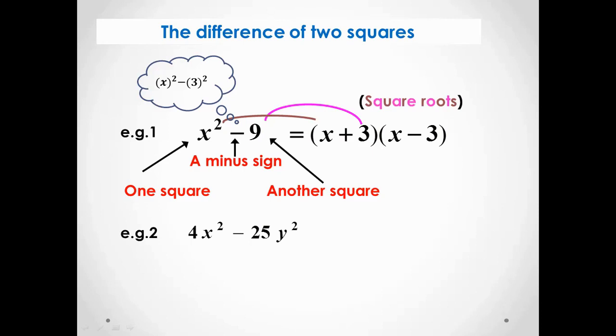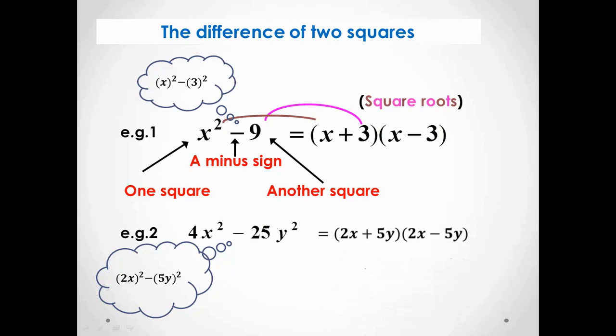And here's another example. So 4x squared minus 25y squared. Now again, by looking, I'd hope you'd realize that 4x squared can be written as 2x all squared, and this 25y squared can be written as 5y all squared. So if we square 2x, we get back 4x squared, and if we square 5y, we end up with 25y squared. So again, our solution will be our two brackets, and we use the square roots. So we have 2x minus 5y in one bracket and 2x plus 5y in the other bracket.